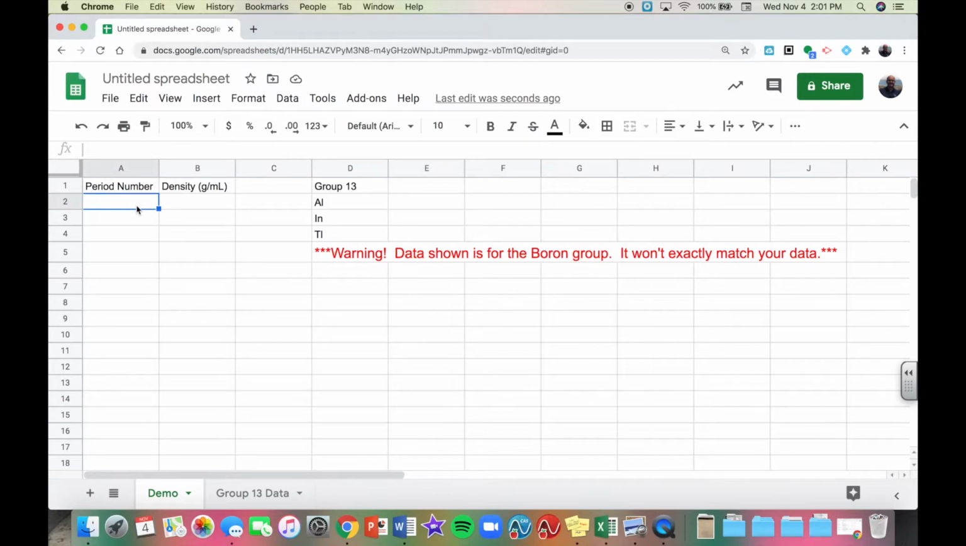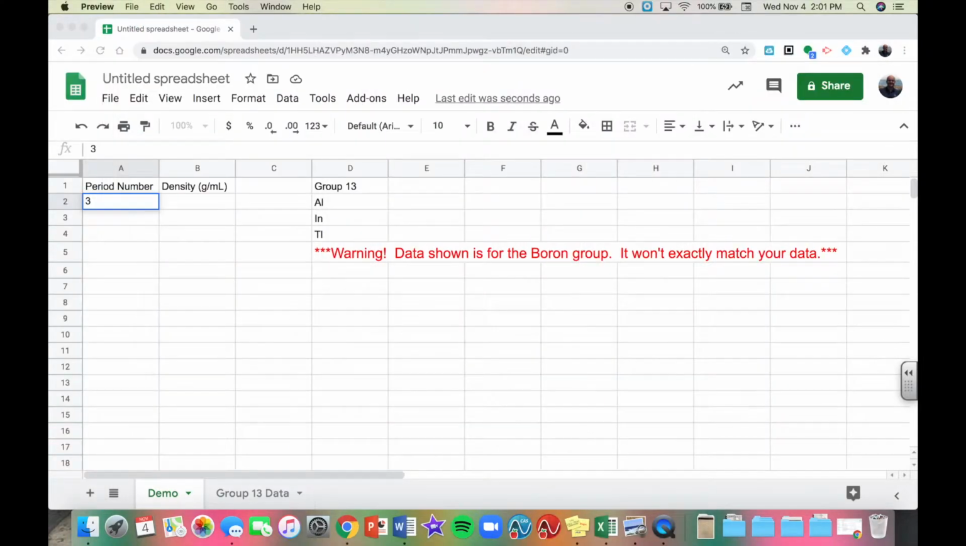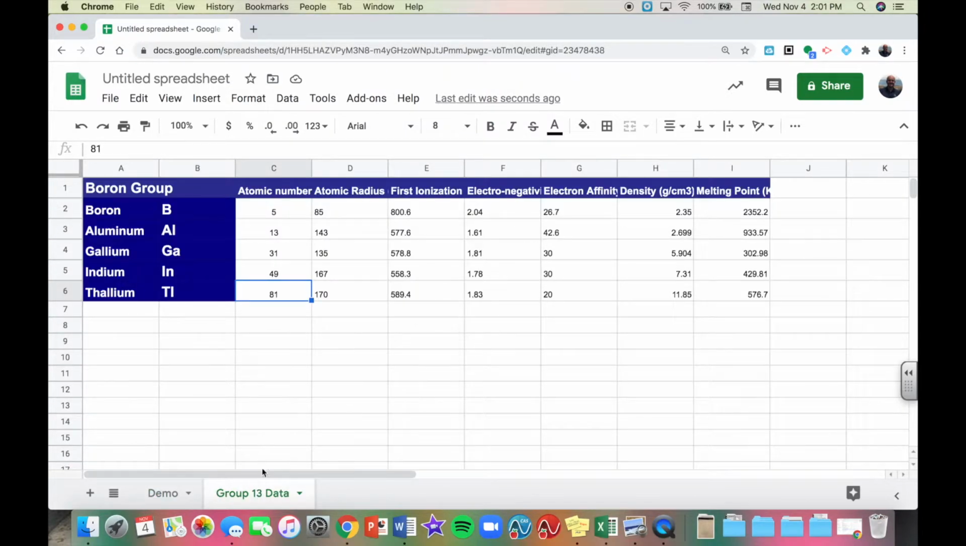So for your period number, aluminum is in the third period. It's in the third row of the periodic table, just like right here, right next to silicon. So silicon's going to be the third row as well. And then indium is in the fifth row, or the fifth period, just right next to tin. And then thallium is right next to lead. So your periods are going to be the same. They are going to be 3, 5, and 6.